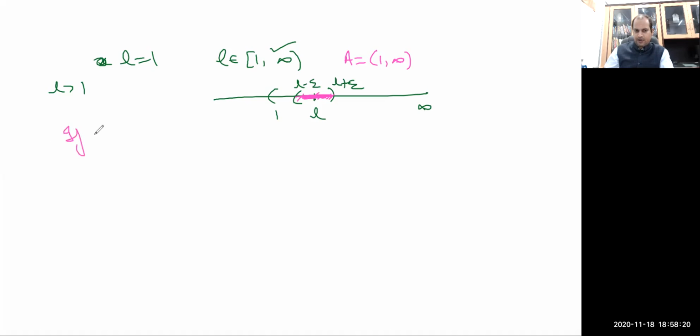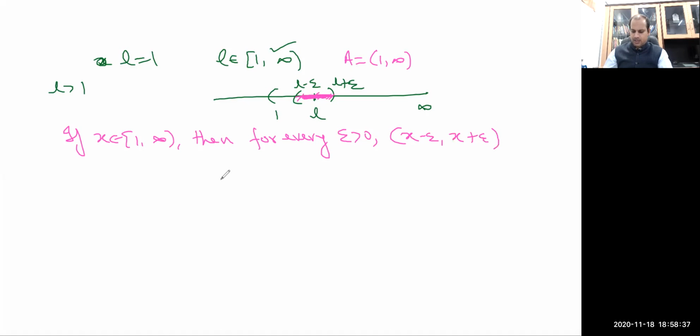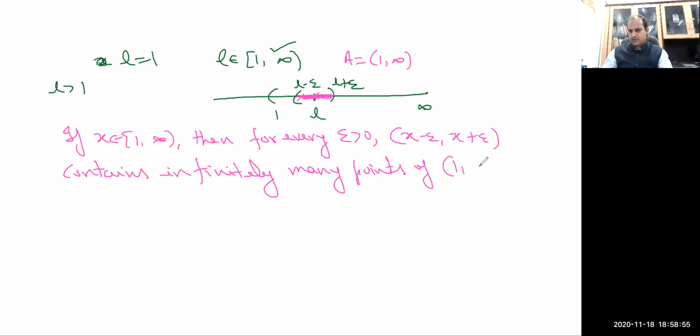So one can write that if x belongs to this 1 to infinity, then for every epsilon greater than 0, x minus epsilon, x plus epsilon, its intersection contains infinitely many members from the set A. So this is the reason why.